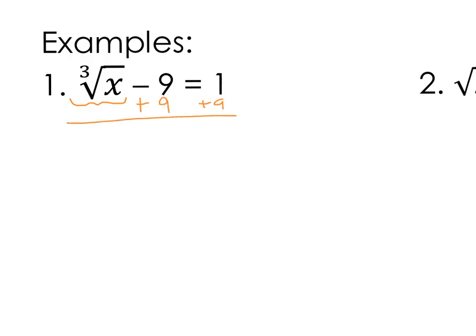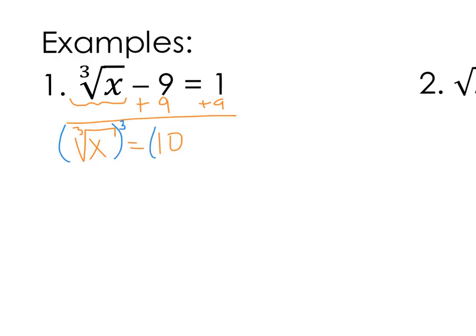So far, so good. We have the cubed root of x isolated. 1 plus 9 is 10. Now, the opposite of a cubed root, where did that x go? I don't even know what I just did. Sorry, guys. There we go. Try that again. The opposite of a cubed root is raising it to the cubed power. So put a parenthesis around that and raise it to the 3rd power.